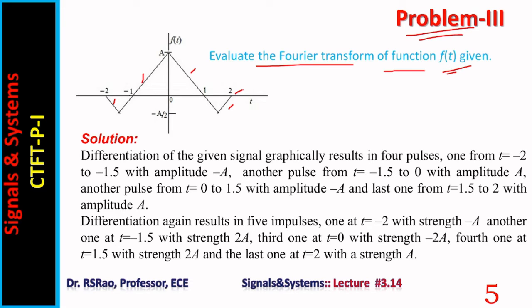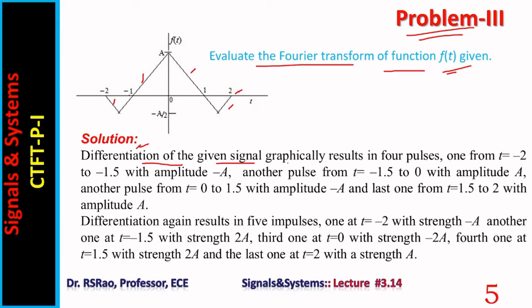This problem can be solved using the defining relations of CTFT, but there is a much simpler, easy method. This method uses a property of CTFT, that is the time differentiation property. According to this property, differentiation in the time domain corresponds to multiplication with j omega in the frequency domain. We use that property in solving this problem.